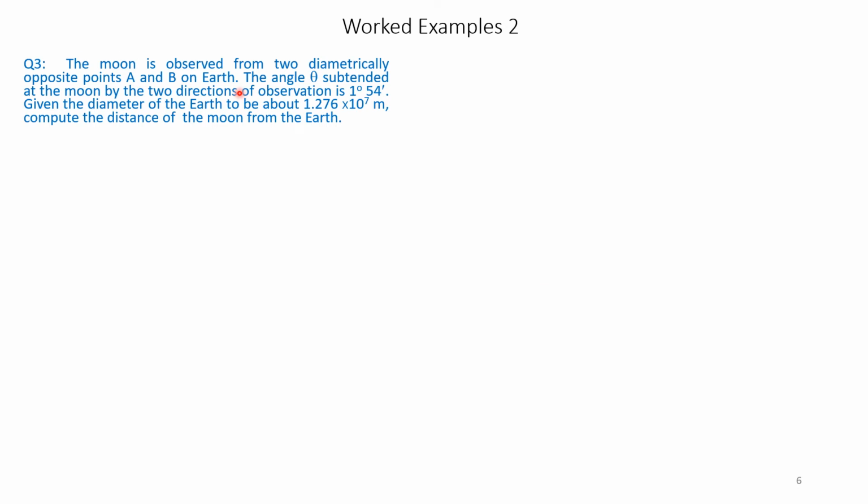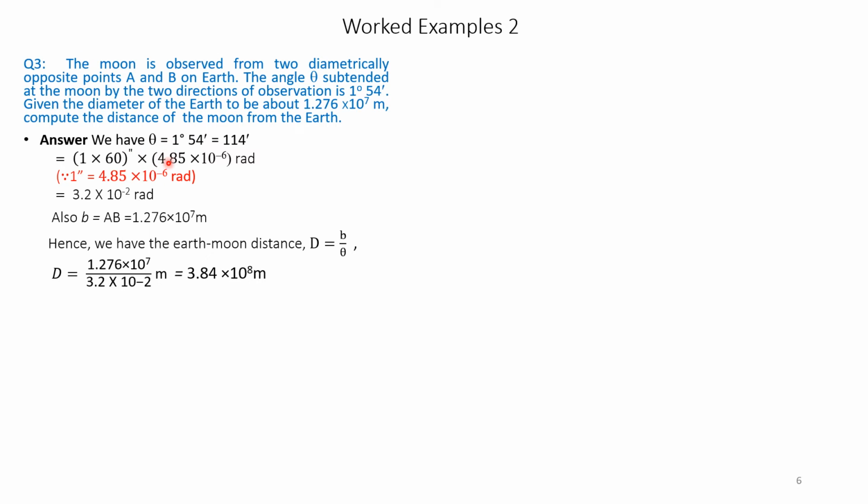Example 2.3. The moon is observed from two diametrically opposite points A and B on Earth. The angle theta subtended at the moon by two directions of observation is 1 degree 54 minutes. Given the diameter of Earth to be 1.276 times 10 to the power of 7 meters, compute the distance of the moon from the Earth.